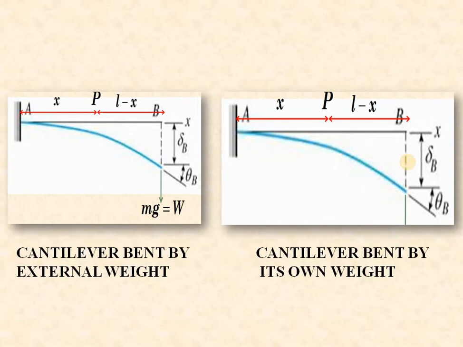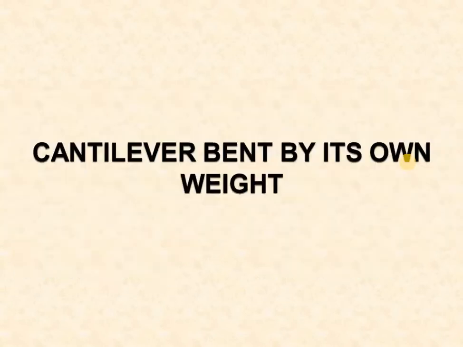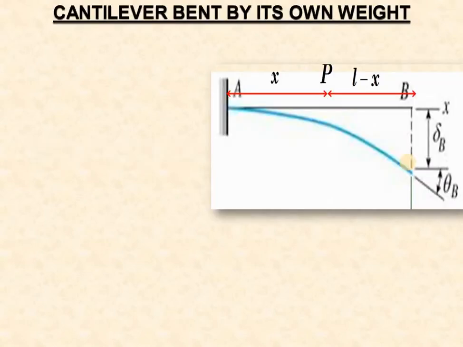So we can find the depression when a cantilever is bent by its own weight. We are going to study the depression of a cantilever due to its own weight. The depression of a cantilever due to external weight we studied in the previous class. So today we will talk about a cantilever bent by its own weight, or bent by uniform weight. This is a topic contained in the syllabus, so we will discuss it.